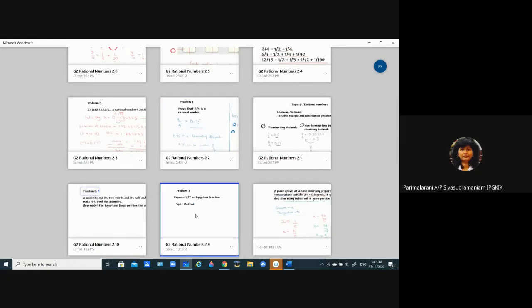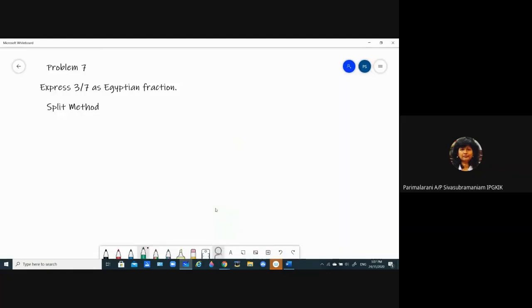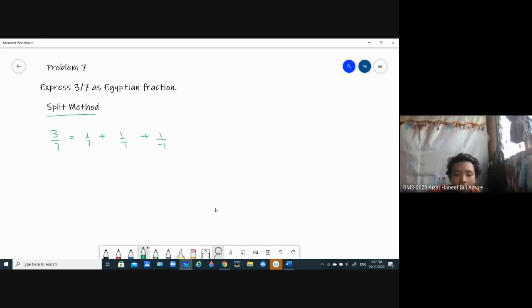This one is much easier. I'm going to show you this. It is called the split method. So 3 over 7, we know it equals 1 over 7 plus 1 over 7 plus 1 over 7, correct? Is this an Egyptian algorithm?